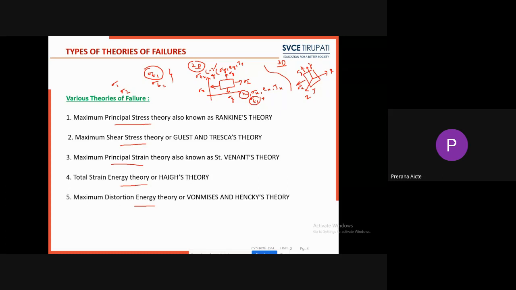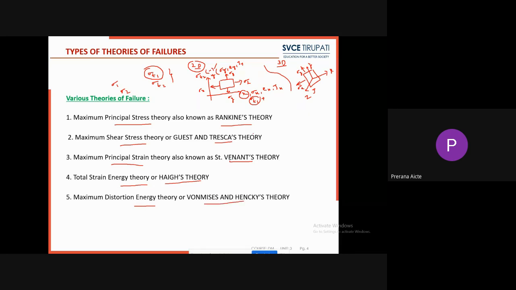Okay, so the maximum principal stress theory is also called Rankine's theory. Sometimes in our GATE examination they will give a match the following. Maximum principal strain theory is also called Saint-Venant's theory. Maximum shear stress theory is also called Guest and Tresca theory. Maximum strain energy theory is also called Haigh's theory. Maximum distortion energy theory is also called Von Mises and Hencky's theory.